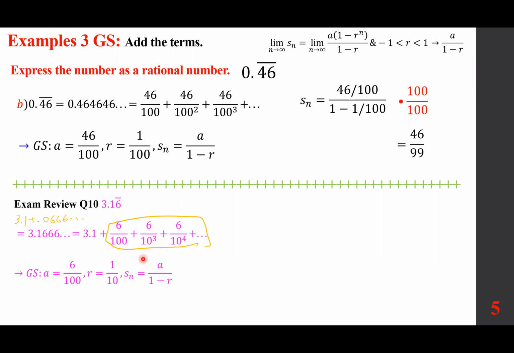So for this part, the first term is 6 over 100. And again, we can simplify it, but let's keep it as that. You see in a moment why. R is 1 over 10, and S sub n is A over 1 minus R. We are going to calculate this by following exactly what happened here. This one, this one, this one. And this piece, we can multiply the top and the bottom by 100 again. So the top becomes 6, and the bottom becomes 100 minus 10, which is 90. We are looking at a complex fraction, everybody.